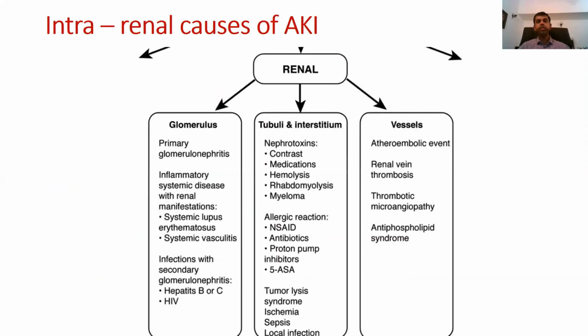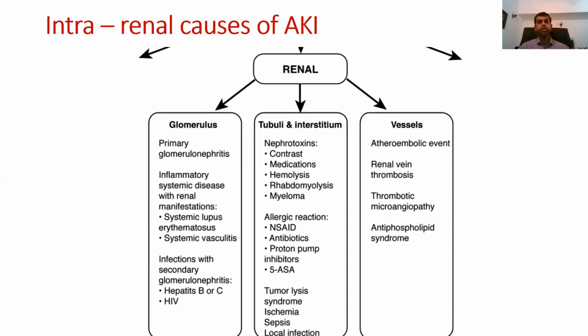If you move on to intrinsic renal causes of AKI, we can divide it depending on the part of the kidney that has been affected. So it could affect the glomerulus, it could affect the tubules and the interstitium, or it could affect the blood vessels. And depending on where it affects, there are different causes, and the clinical manifestations of these could also vary.